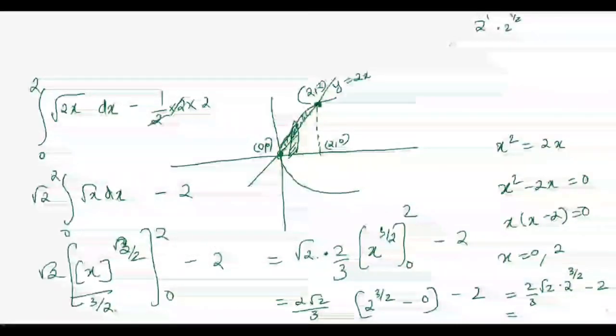So 2 raised to 3 by 2 plus 3 by 2, that is 2 raised to 6 by 2, isn't it? That is 2 raised to 3 itself. So 2 raised to 3, that is 8 by 3 minus 2. 8 by 3 minus 2, that is 2 into 3, 6.